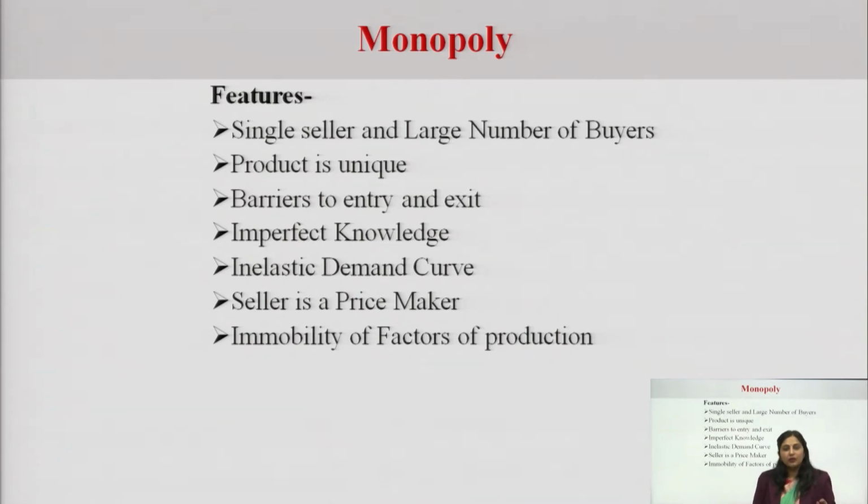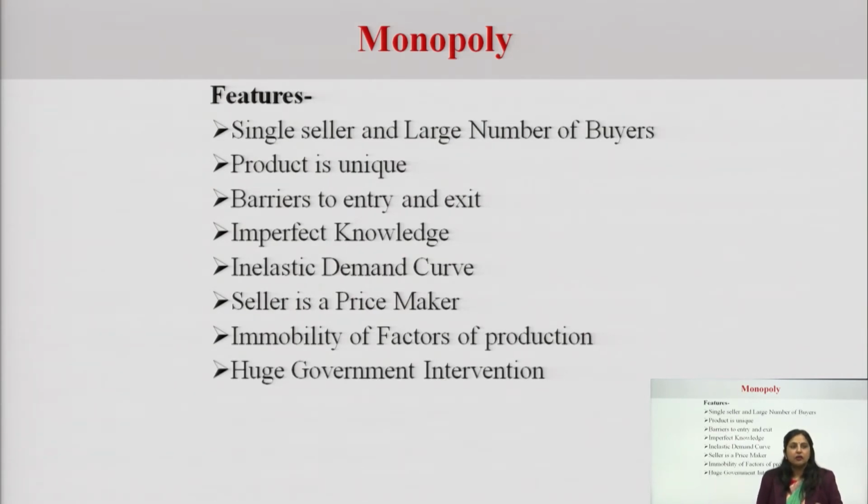Immobility means the factors of production are being controlled by some player in the industry, so no new player can purchase them or employ them, and new players are not able to enter into such an industry. There is also huge government intervention in the form of legal and government restrictions, so no player is able to enter.